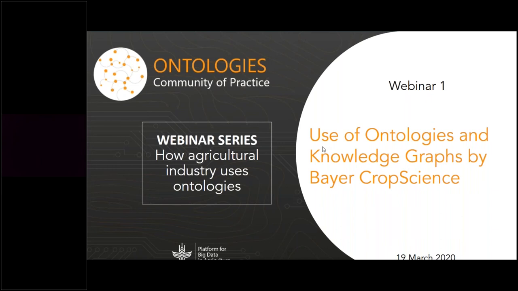The Ontologies Community of Practice has launched this year, in 2020, two new webinar series. One will be to introduce the products of our community of practice, because we have active members producing semantic tools and ontologies. And this particular series is called How Agroindustry Uses Ontologies, and of course, beyond that, the semantic tools. So this series will be composed of two or three webinars. We will be inviting colleagues from different companies.